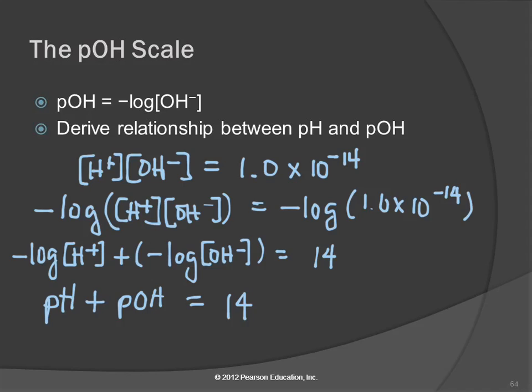Is this equilibrium only for the pH of water? This equilibrium is for anything in aqueous solution, which is the only type of thing we've talked about and are going to talk about. So if it's in aqueous solution, pH plus pOH equals 14.